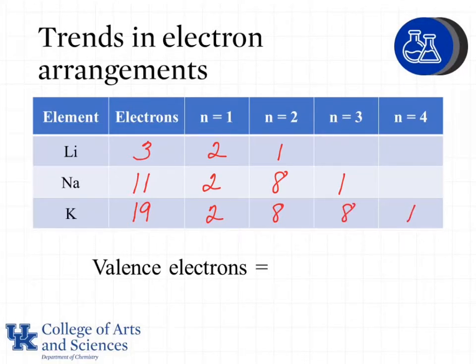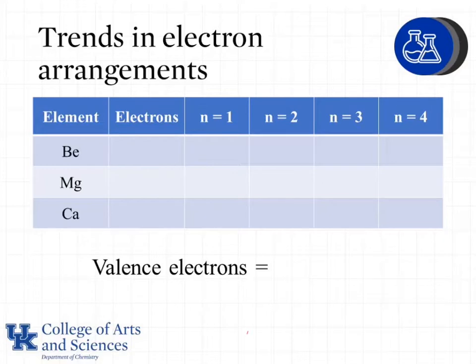Notice that all 3 of these have 1 electron in their highest occupied energy level, and therefore they all have 1 valence electron. When we look at the periodic table, we'll see that lithium, sodium, and potassium are all in the same column of the periodic table. As a result, we know that elements in that first column of the periodic table will all have 1 valence electron.